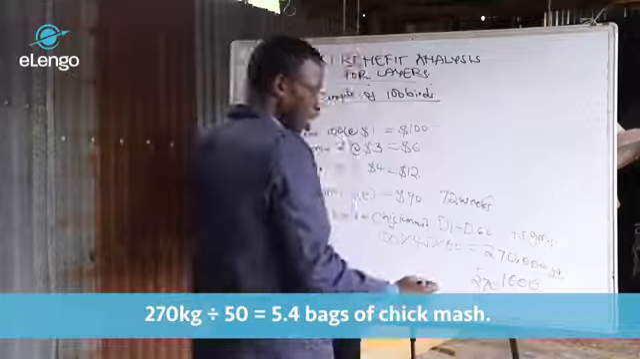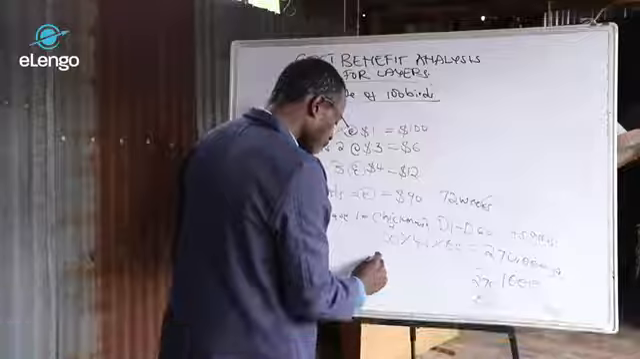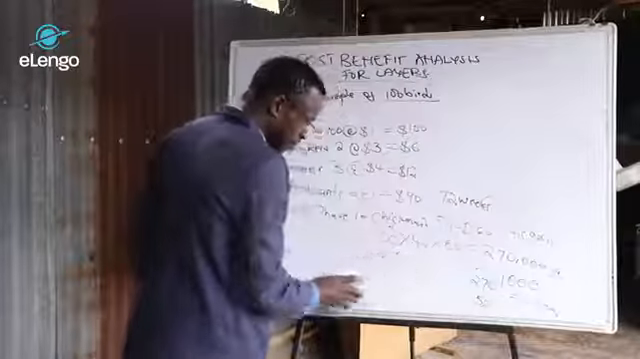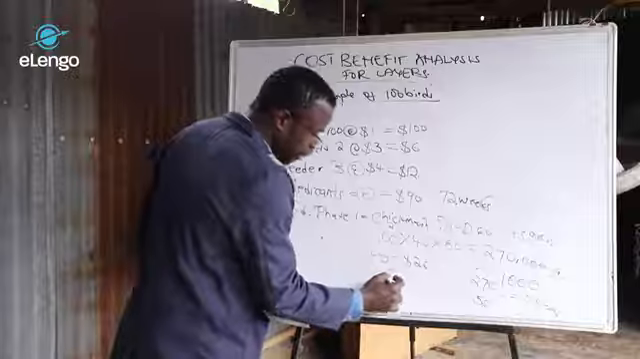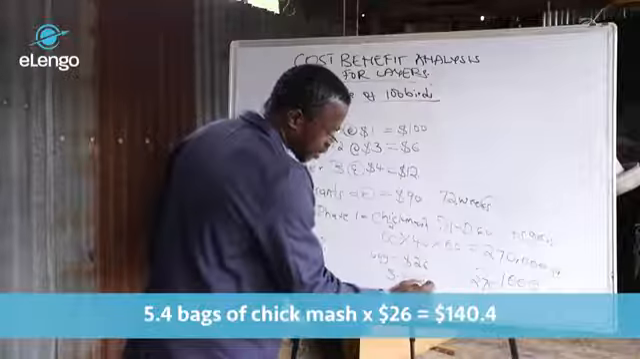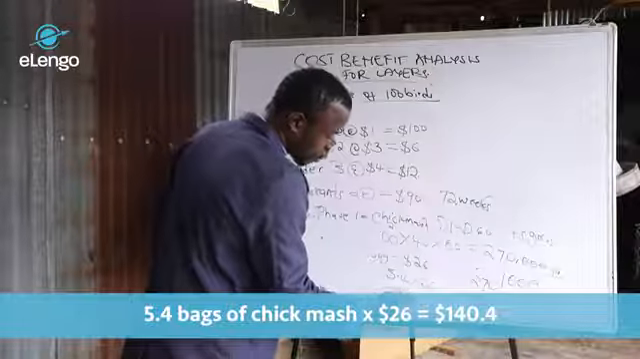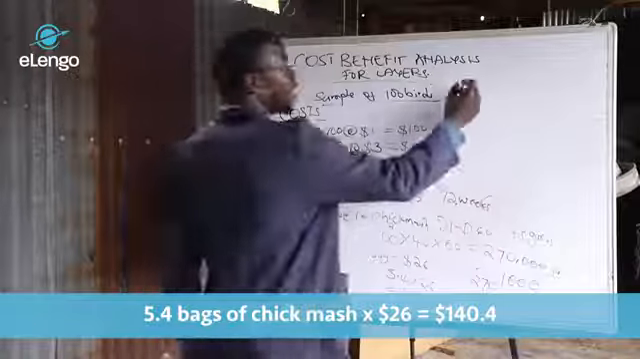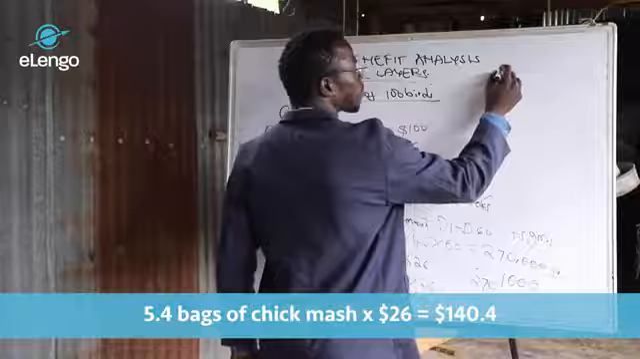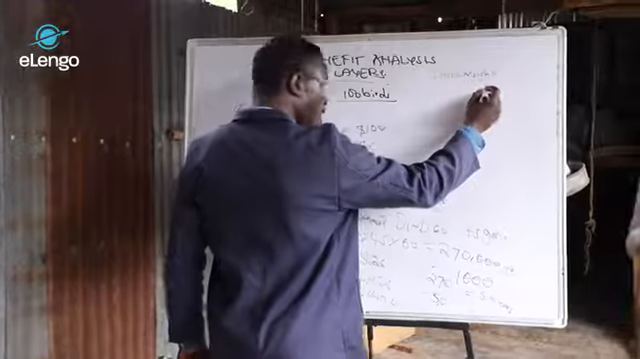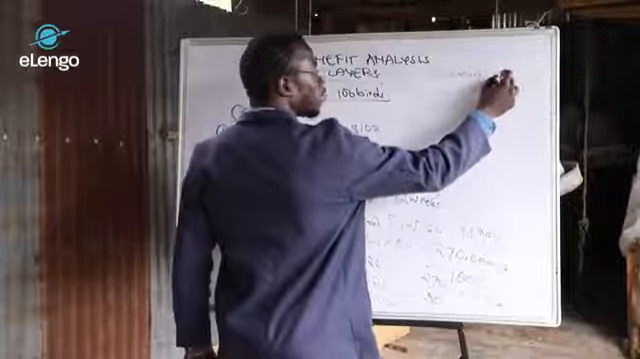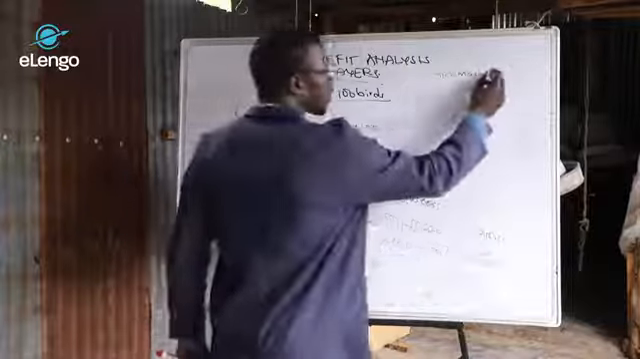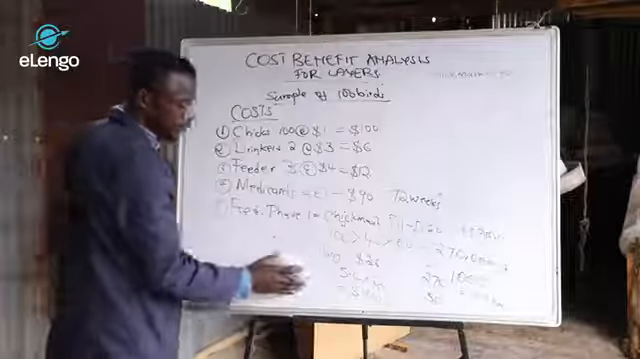And therefore we say one bag of chick mash equals $26. What about 5.4? So it will be 5.4 times 26, which equals $140.4. Therefore we shall say chick mash equals $140.4. We do the same for growers.